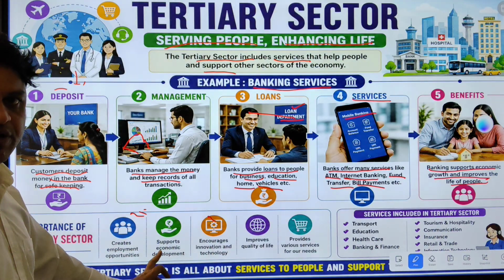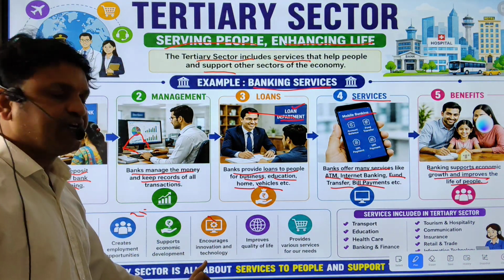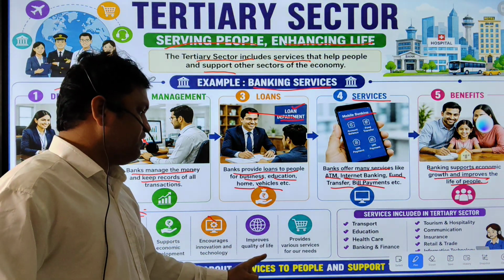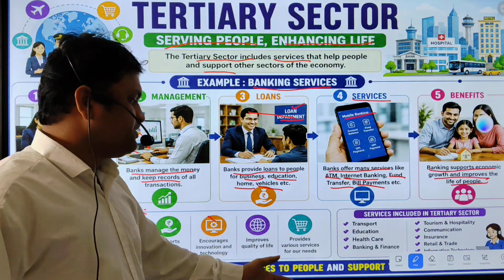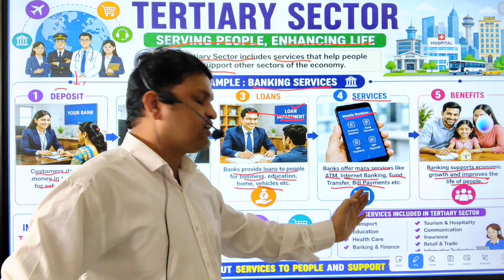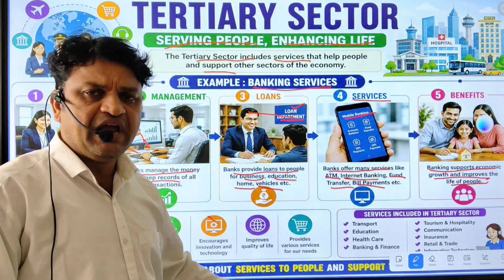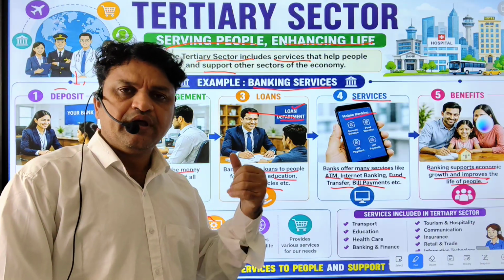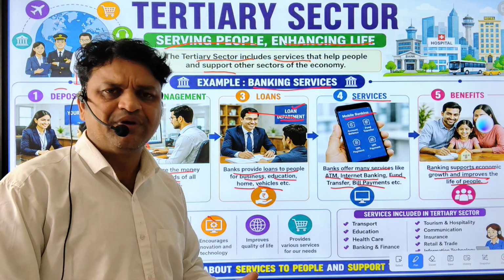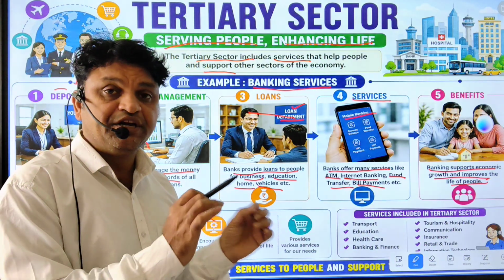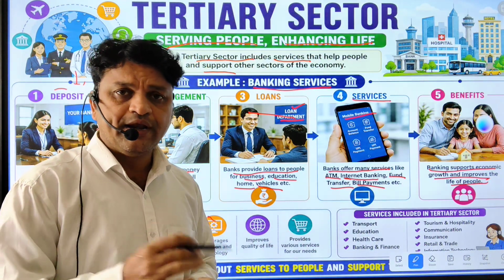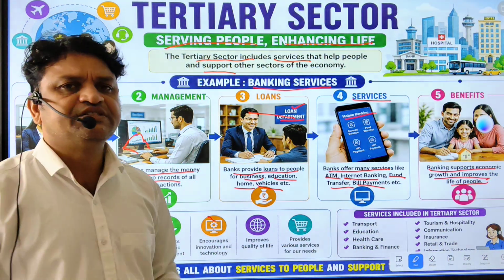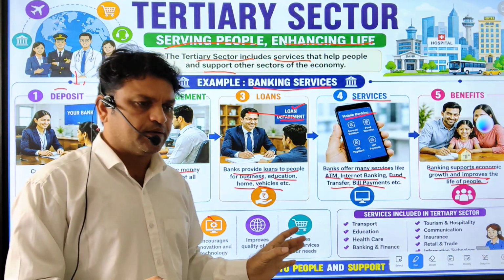The tertiary sector also supports economic development and encourages innovation and technology. There is a lot of innovation and technology taking place in the service sector, improving quality of life. It provides various services for our needs, including transport, education, healthcare, retail, wholesale market, tourism, hospitality, communication. We have mobile phones, Airtel, Jio, Tata, even DTH, direct to home services. So we have so many things: communication, insurance, retail, trade, and information technology. All come under the service sector.